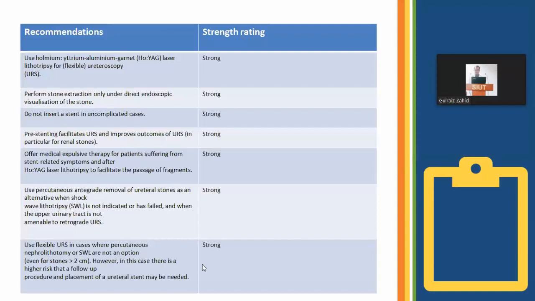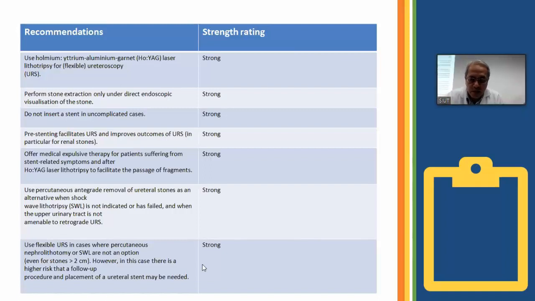fragments. Use percutaneous antegrade removal of ureteral stones as an alternative when shock wave lithotripsy is not indicated or has failed, and when the upper urinary tract is not amenable to retrograde URS. Use flexible URS in cases where percutaneous nephrolithotomy or SWL are not an option, even for stones greater than 2 cm. However, in this case, there is a high risk that a follow-up procedure and placement of a ureteral stent may be needed. Now, I have a word about this slide.